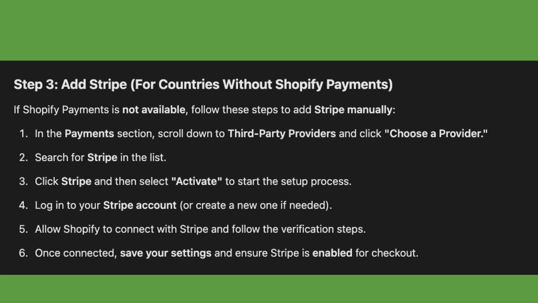In the Payments section, scroll down to third-party providers. Click Choose a Provider. Search for Stripe in that list. Click on Stripe and then select Activate to start the setup process.